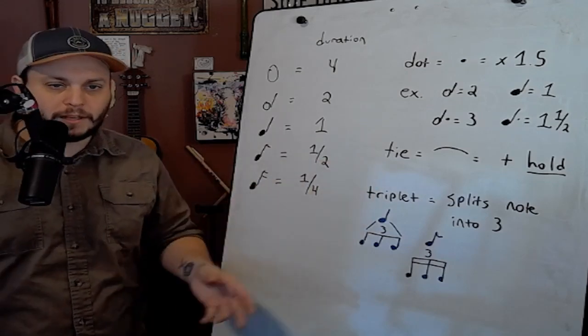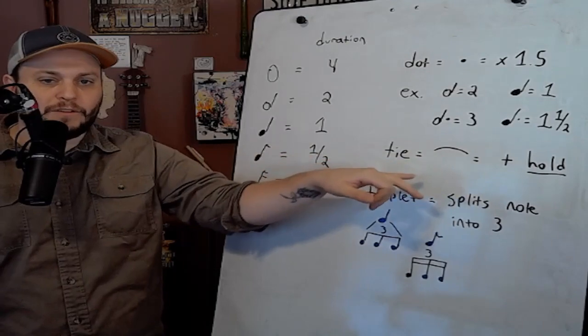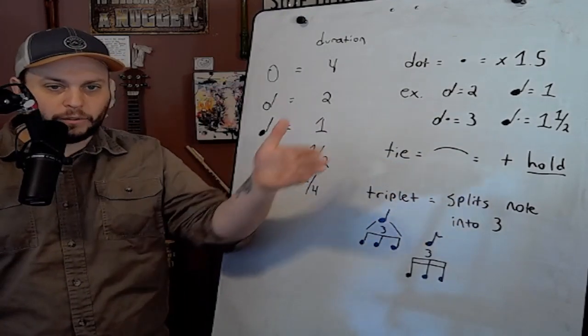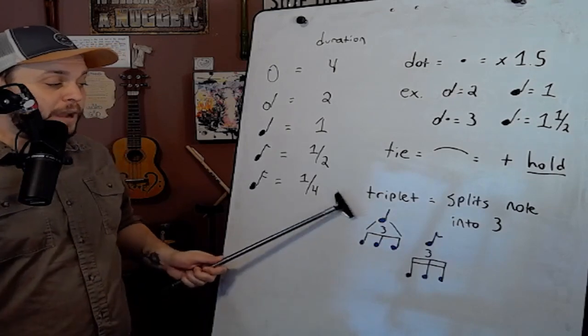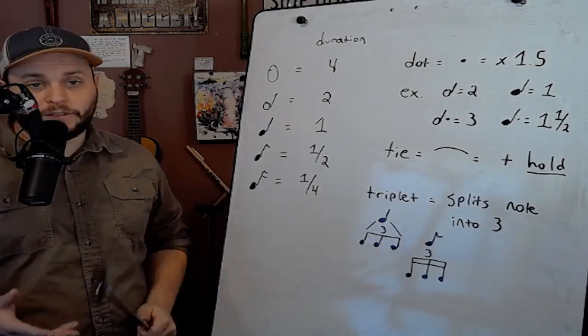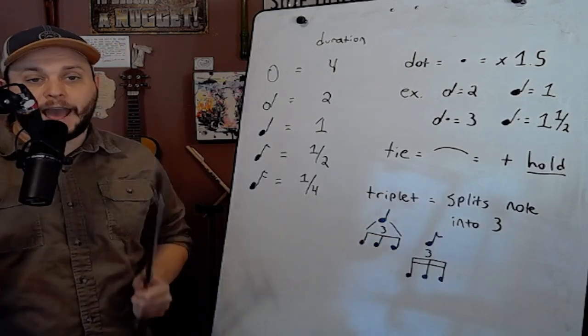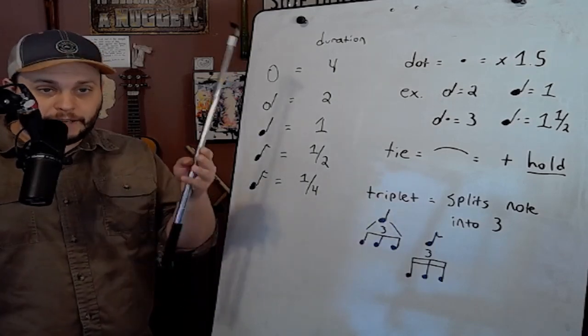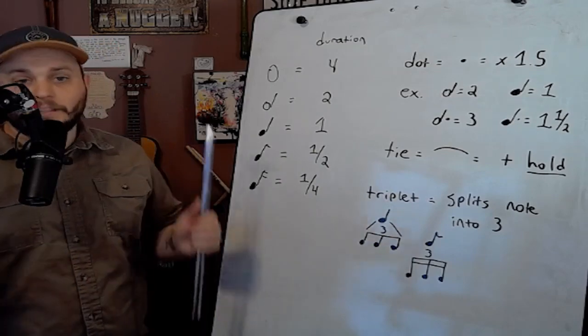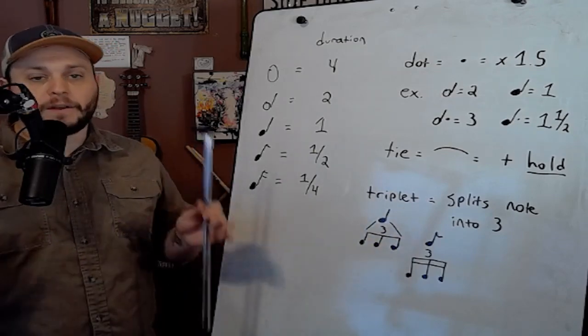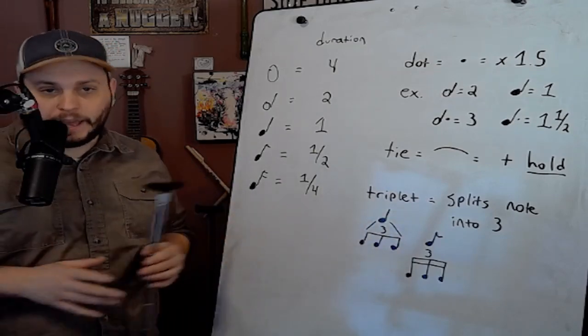Ties are like a plus sign. It's going to add the rhythms that are tied, and you're going to hold it for the length of all the rhythms that are tied. And finally, we have what's called a triplet. And what a triplet does is it splits a static note into three. It takes up the space of that static note. There's also quintuplets, sextuplets. There's all kinds. You can split into seven. That's for a later video.